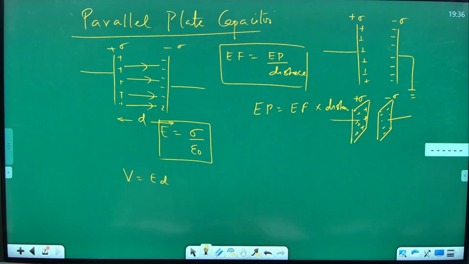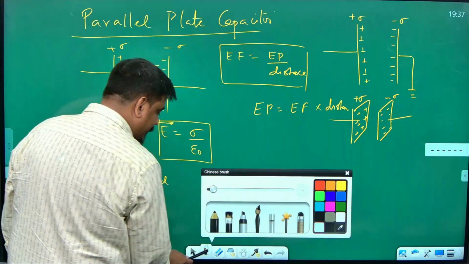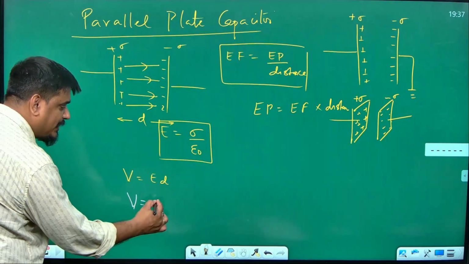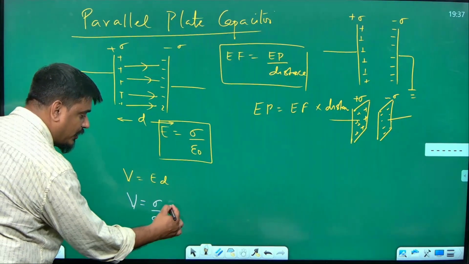I will give time for writing. Learn now. Writing can be done even by seeing the video. Please learn how what I am doing. Understand the concept. So electric potential became what? E into d. So electric potential is equal to E, which is sigma by epsilon naught, into d.